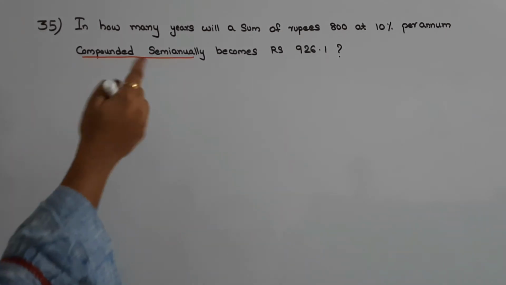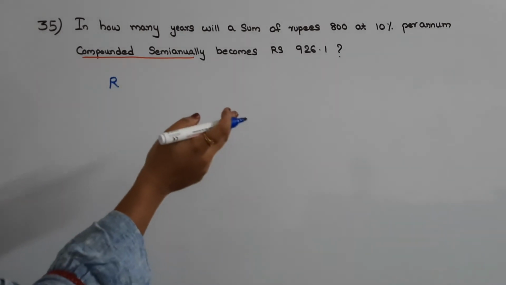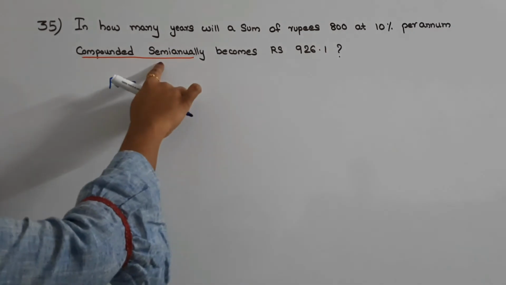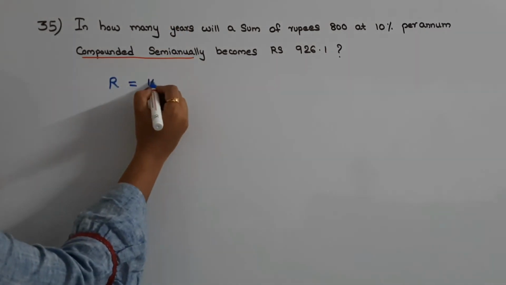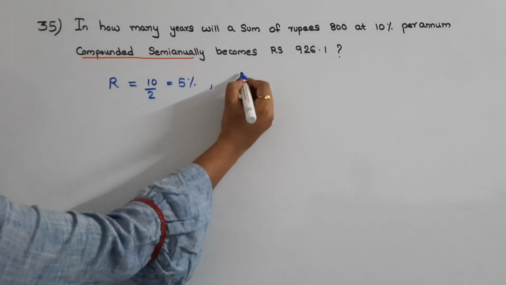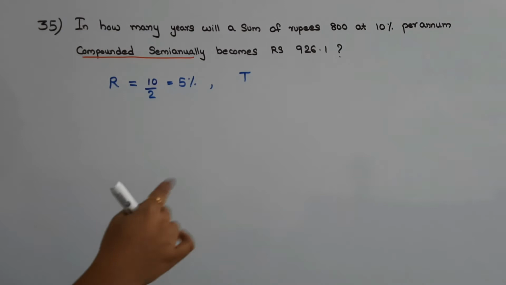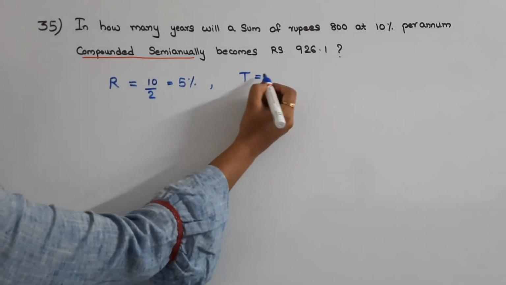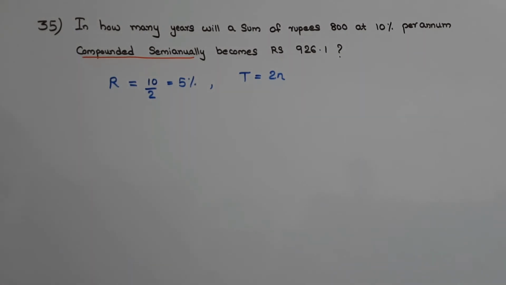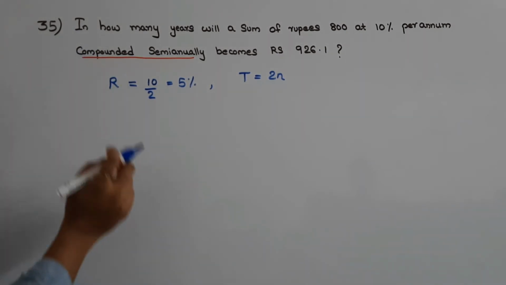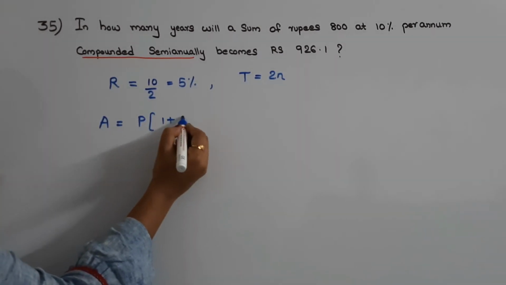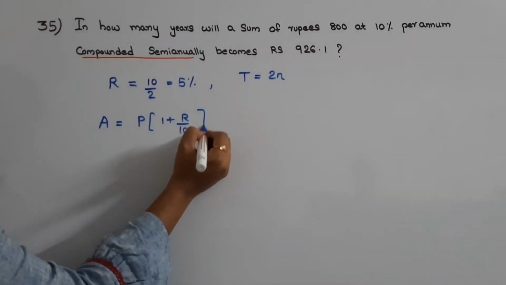In half yearly, I told you rate becomes half and time period becomes double. So, here the rate is given as 10%. Since it is semi-annually, it will be half. So, rate will be equal to 10 by 2, that is 5%. And the time period, if time period is n, it will become 2n. So, time period is to be doubled. So, here the time period is 2n. Now this is compound interest. Hence amount is equal to P into 1 plus R by 100 whole raised to n.